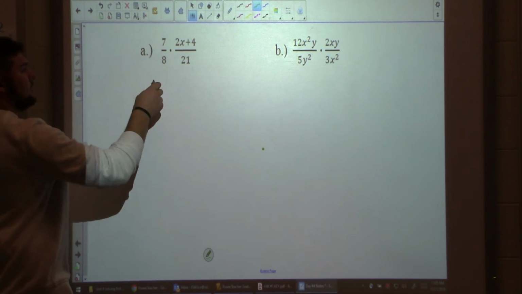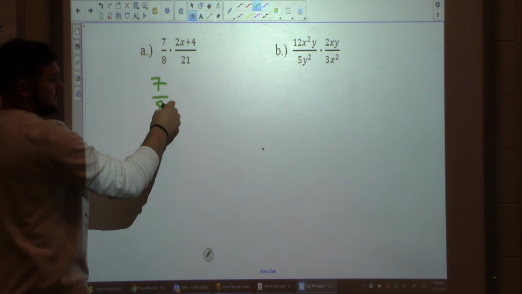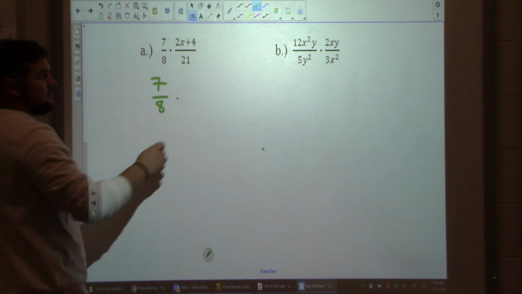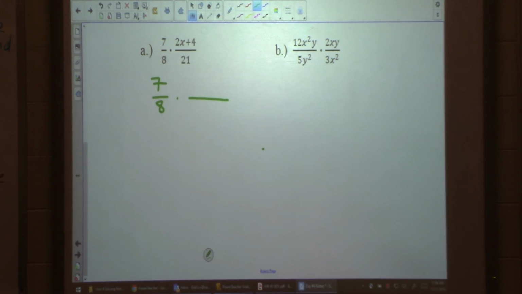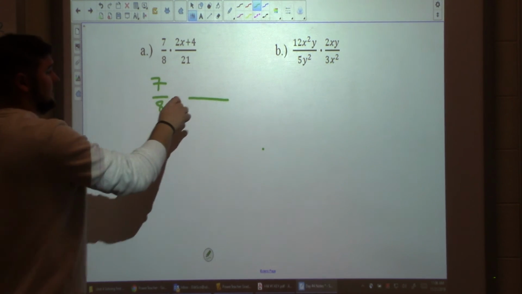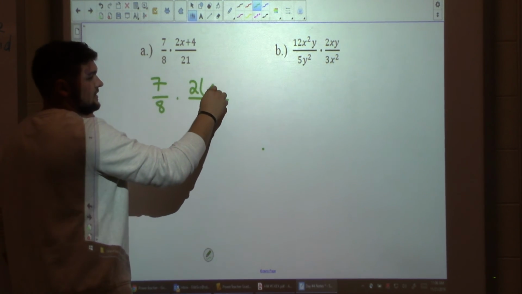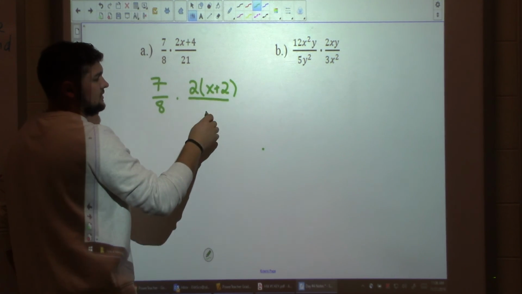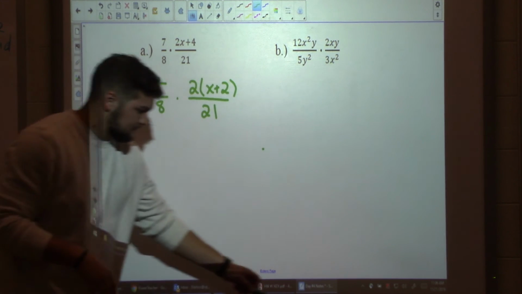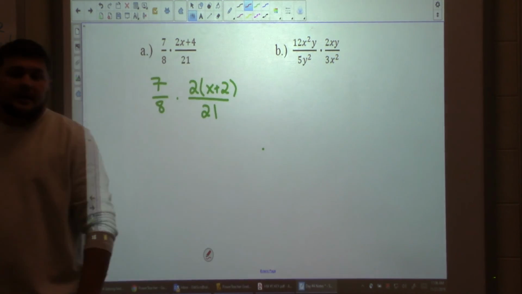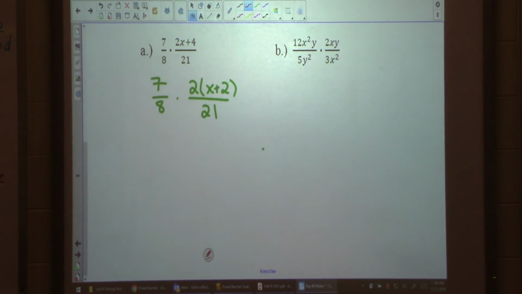So, 7 over 8. I can't factor anything there. Times that numerator. Can I factor it? Yeah, what can I take out of there? 2. I can take a GCF out, right? So I get 2 times x plus 2 over 21. 21 doesn't factor. Alright, now that I factored, now I'm going to simplify it, and then I'm going to multiply it.